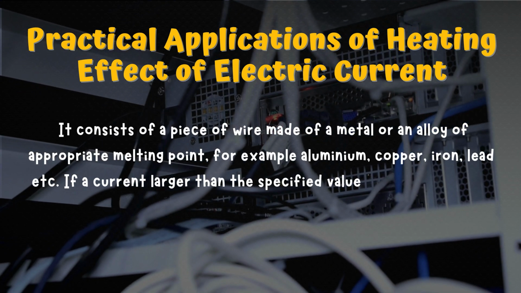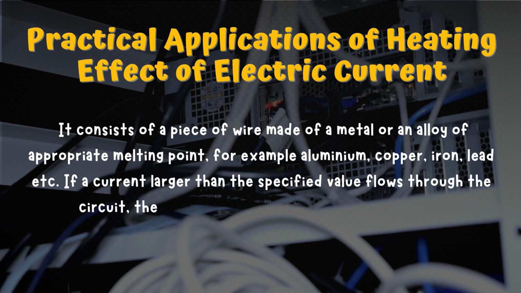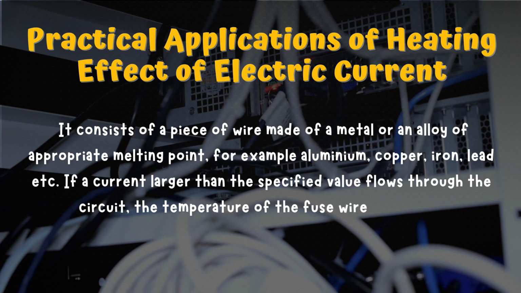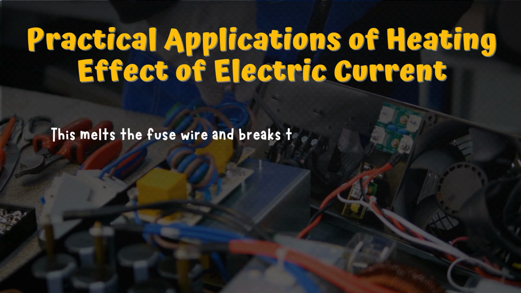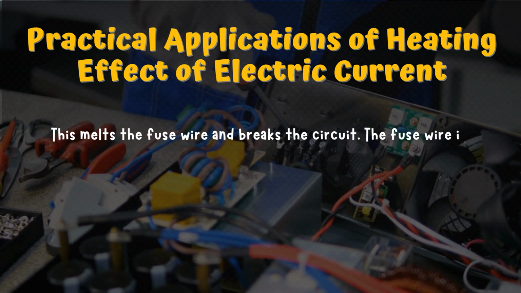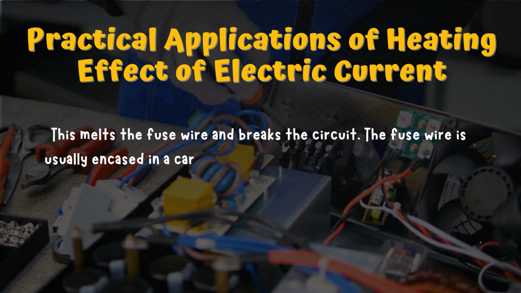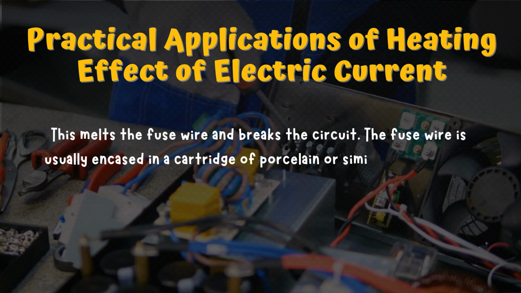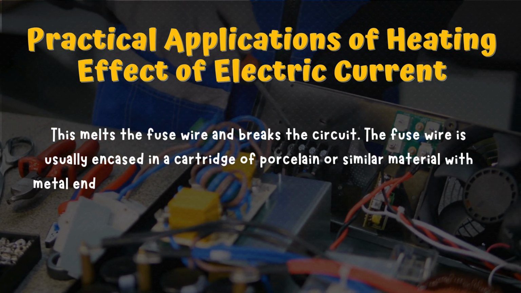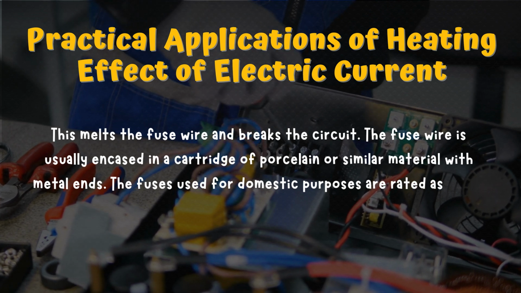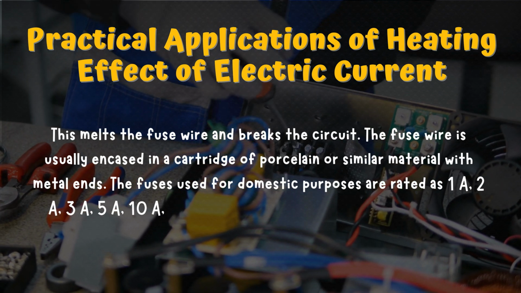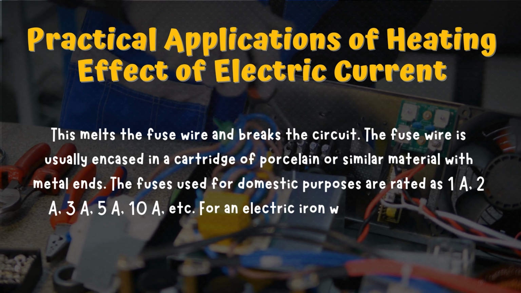If a current larger than the specified value flows through the circuit, the temperature of the fuse wire increases. This melts the fuse wire and breaks the circuit. The fuse wire is usually encased in a cartridge of porcelain or similar material with metal ends. The fuses used for domestic purposes are rated as 1A, 2A, 3A, 5A, 10A, etc.